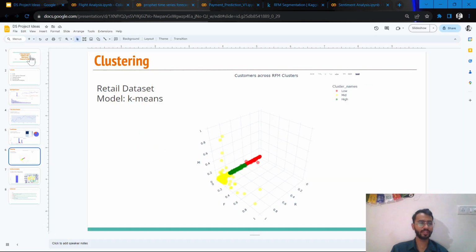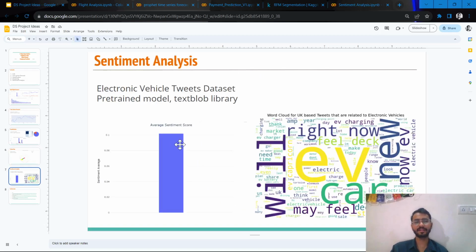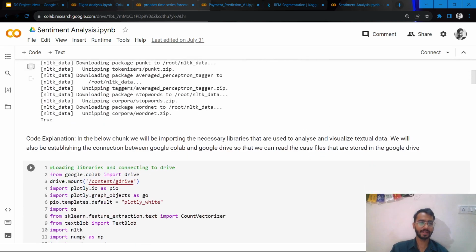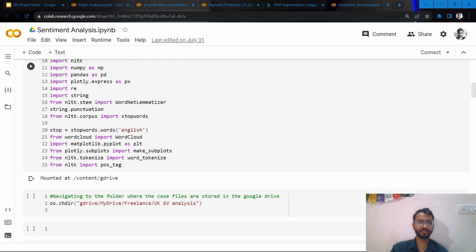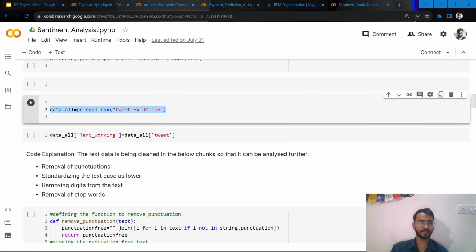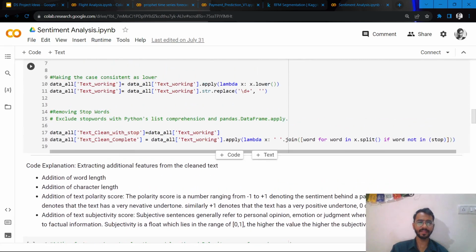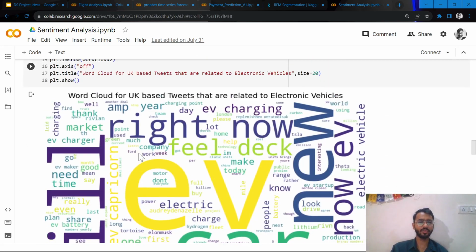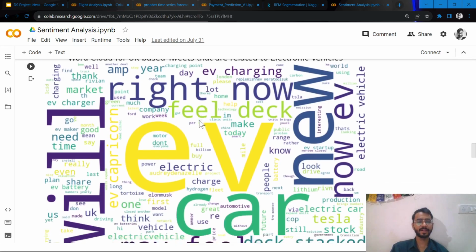Moving on to the final project, which is a sentiment analysis project, where I have done sentiment analysis based on tweets on electric vehicles. And I'll be giving the link of the data set as well. This is basically the data read statement. And I've created a word cloud here as well, of UK based tweets, showing the most common words in my data set.